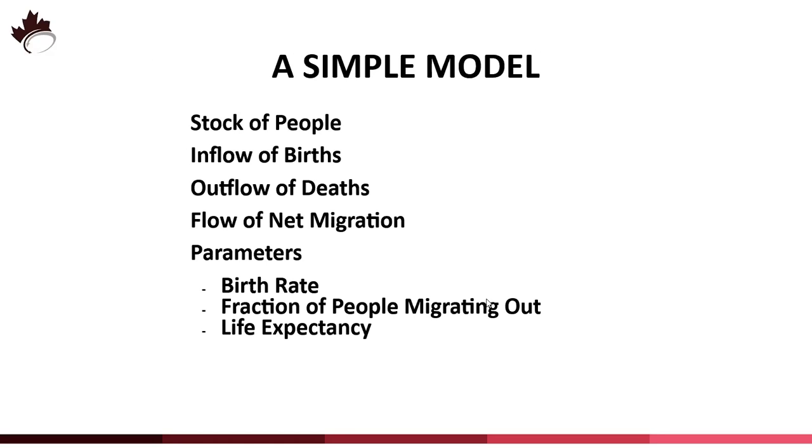So we're going to have a simple model. I'm just going to model one stock, the stock of people. I'm going to have an inflow of births, an outflow of deaths, and a flow of net migration. And I'm going to have three parameters. I'm going to have a birth rate, fraction of people migrating out, and life expectancy.